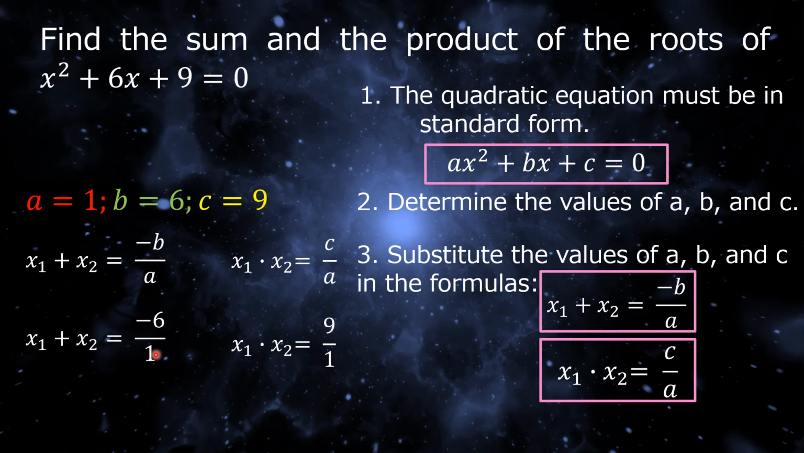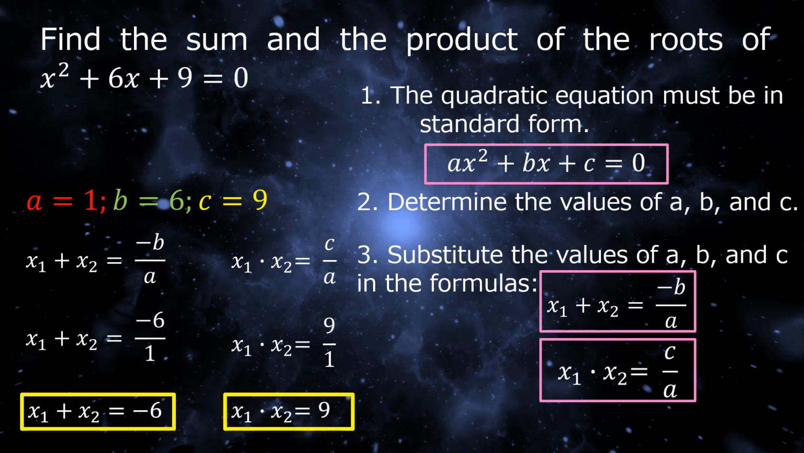So let us now divide negative 6 by 1 and 9 by 1. So ang value o ang sagot, so sum of the roots is x sub 1 plus x sub 2 is equal to negative 6. And for the product of the roots, x sub 1 times x sub 2 is equal to positive 9.